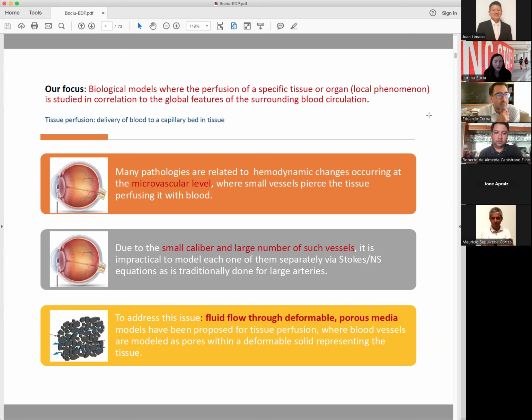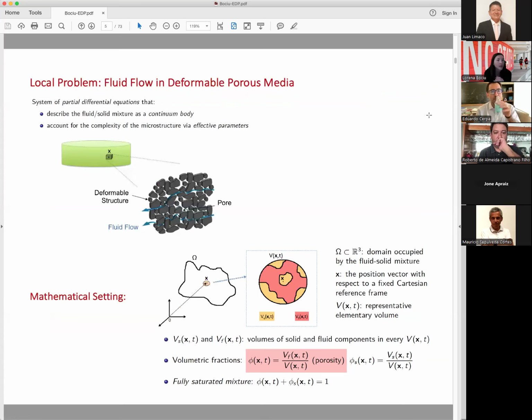So to address this issue, we use fluid flow through deformable porous media, which are models that were proposed for tissue perfusion, where the blood vessels are modeled as pores within a deformable solid that represents the tissue. So for the local problem, we're using fluid flow in deformable porous media, basically poroelastic systems. These are systems of PDEs that describe this fluid-solid mixture as a continuum body, where we account for the complexity of the microstructure via effective parameters.